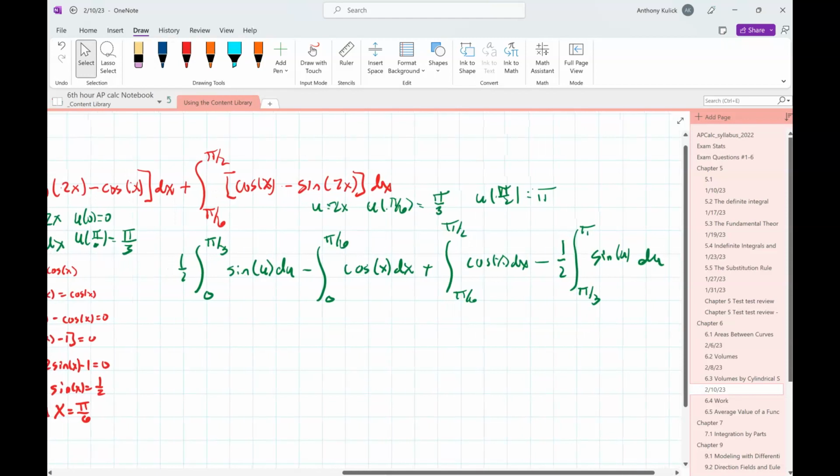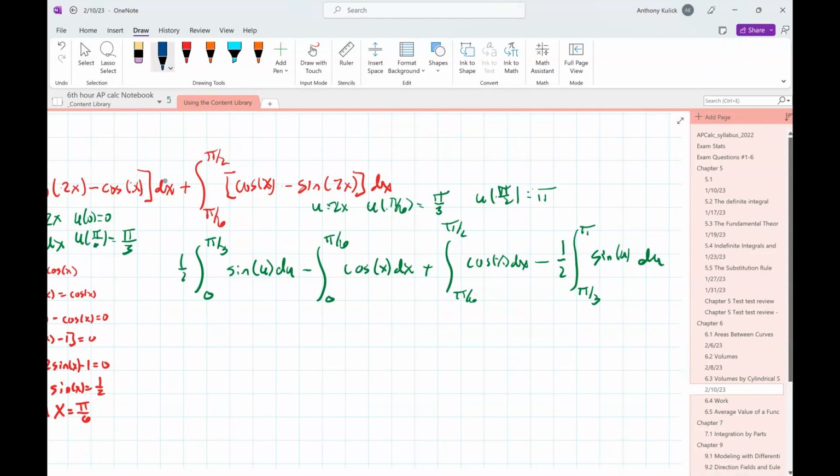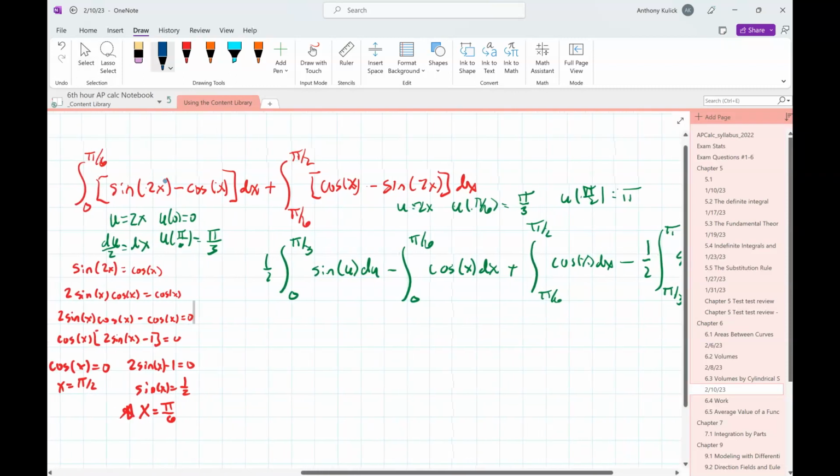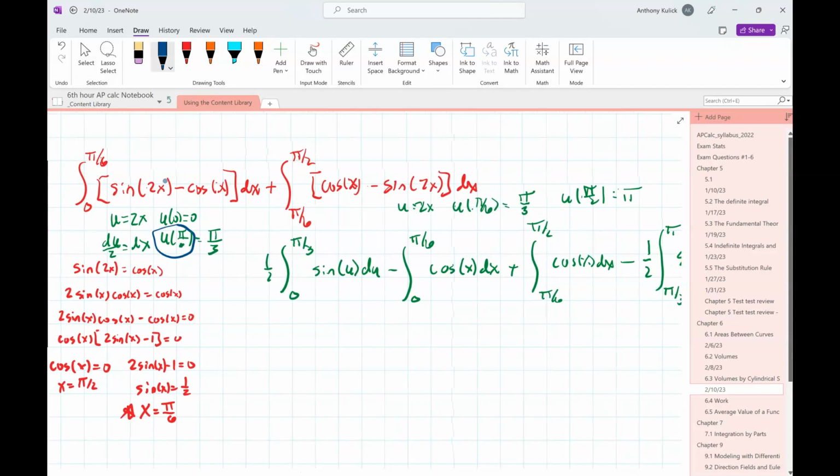So far, so good. And then now we're just doing antiderivatives from here. Elvis, I'm sorry, what's the first interval? Pi over 3. Why is it happening? Because I did the substitution with the u's. So I plugged pi over 6 in for u. So 2 times pi over 6 is pi over 3. That way, when I do my antiderivative, I don't have to substitute the x back in.